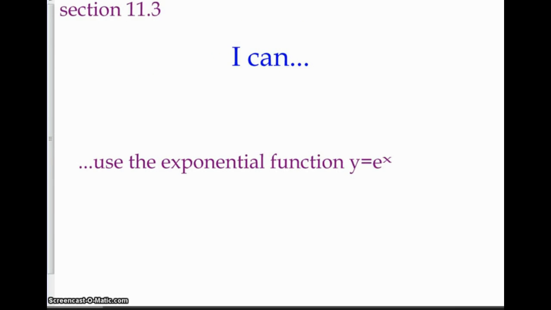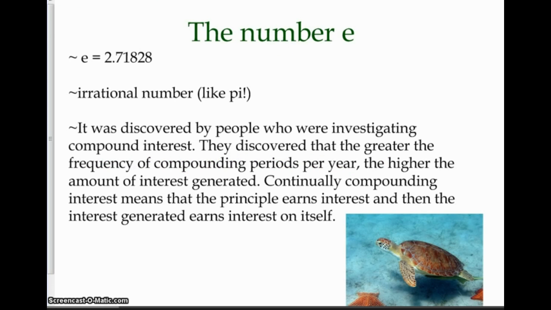So by the end of this video, we're hoping that you're more familiar with how to use this exponential function of e. The number e can be rounded to about 2.71828 and actually goes on and on forever, a lot like pi. It's an irrational number.